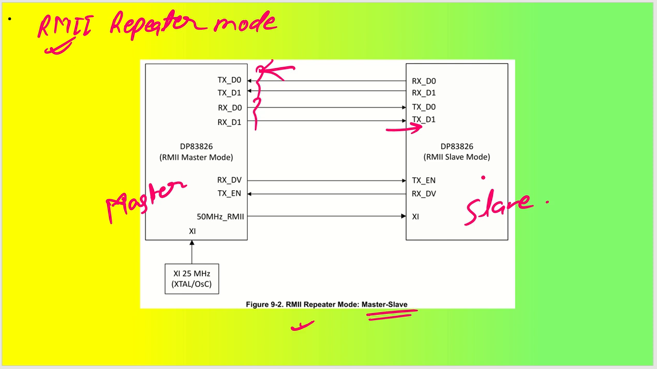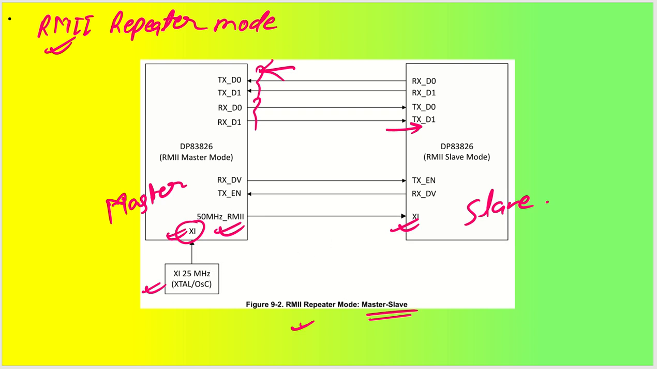Now, why it is called master and slave is because the clock is being sent from the master to the slave. As you can see, we have the crystal oscillator input, which is nothing but the clock input coming to the master device, taken from a 25 megahertz crystal oscillator. This crystal generates the clock signal for the master device, and then after PLL operation, it sends a 50 megahertz signal to the slave device. Okay. So this is called RMII repeater mode in master slave operation.